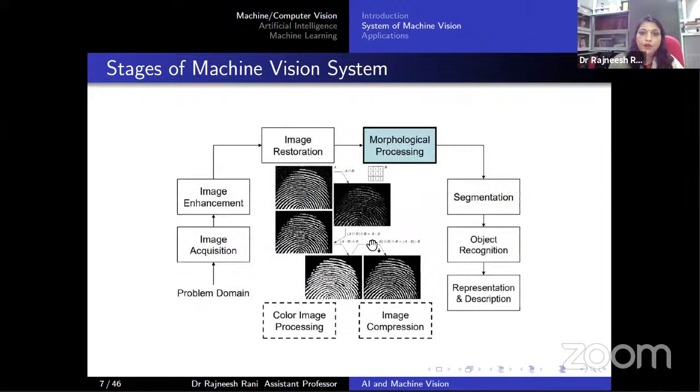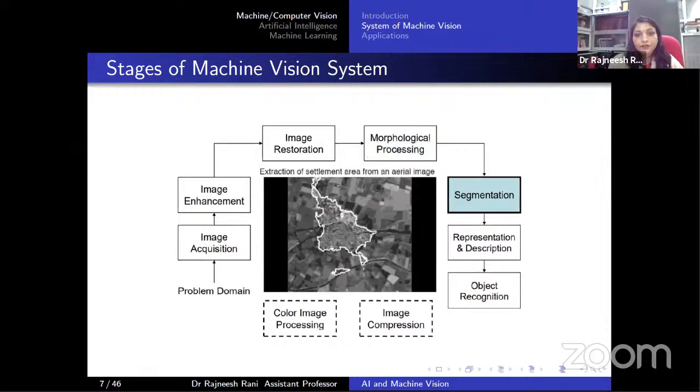Now, next is morphological processing. Morphological processing is again, you can say, to enhance the quality of the image, and that can be done at any phase. For example, image enhancement, image restoration, or even segmentation. So it is just a technique to enhance the image.